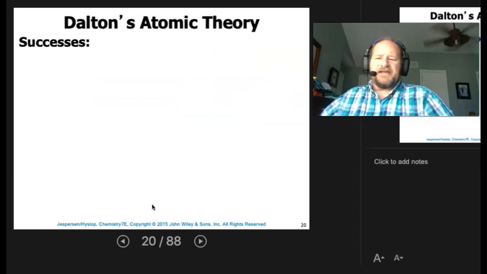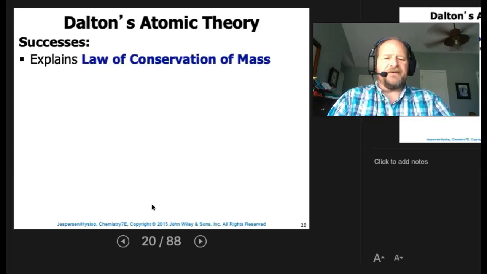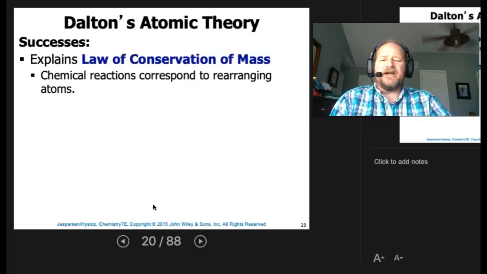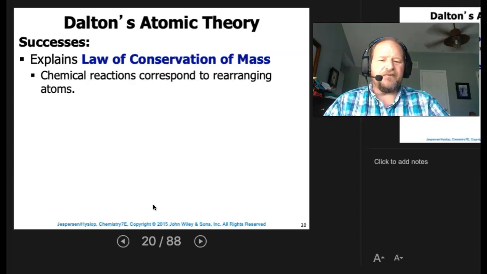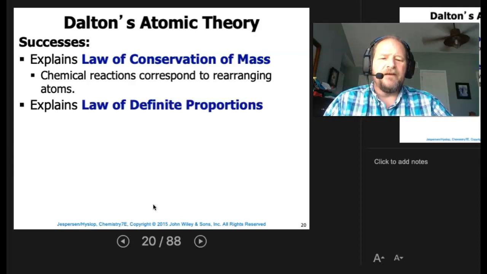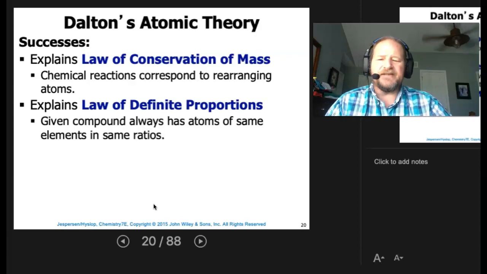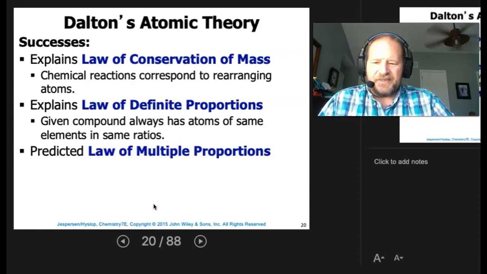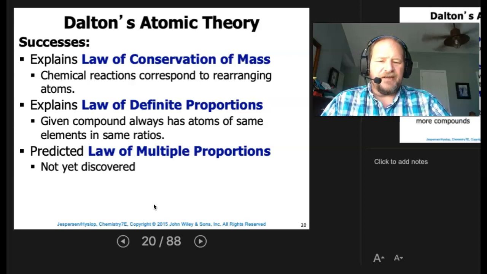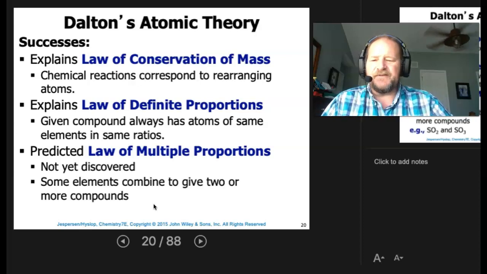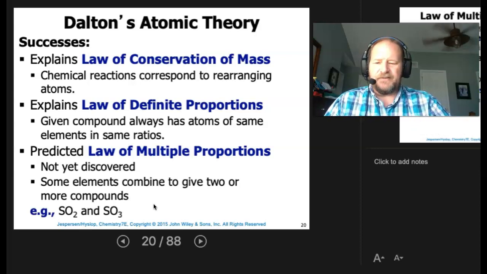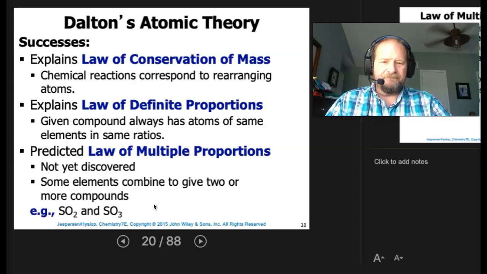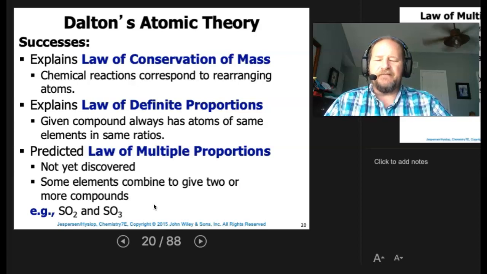Now, successes for Dalton's atomic theory. He explains the law of conservation of mass. Right? Chemical reactions correspond to rearranging the atoms. So we don't create or destroy any new atoms. We also explained the law of definite proportion. We just saw that, right? Given a compound always has atoms of the same elements, it's always going to be the same ratio. It's predicted by the law of multiple proportions. This is not yet observed, but some elements combine to give 2 or more compounds, right? So for instance, SO2 and SO3. So Dalton's atomic theory, we haven't been able to prove that it will do that for us just yet.